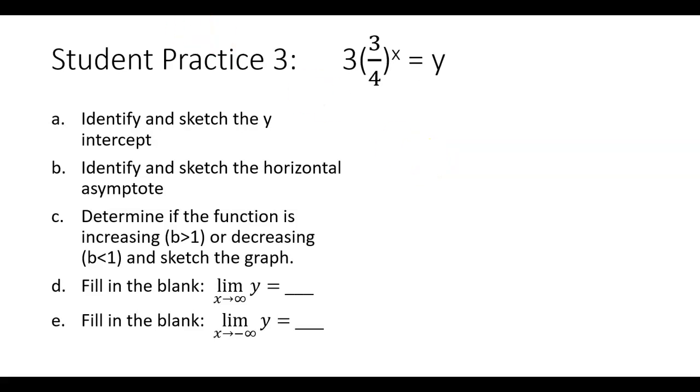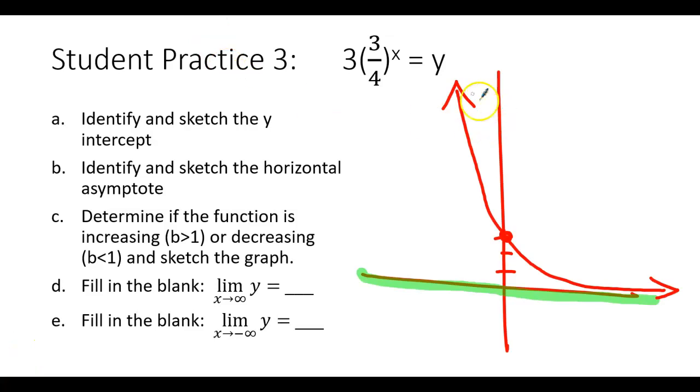Go ahead and pause the video here and give A through E a try, and that'll do it. Okay, so on this problem, my y-intercept is 3, so I've got my dot here at 3. Horizontal asymptote is on the x-axis as always. This number is less than 1 because the top number is less than the bottom. So if you divide it, you're going to get 0.75, which is less than 1, and therefore that's a decreasing function, which looks like this.